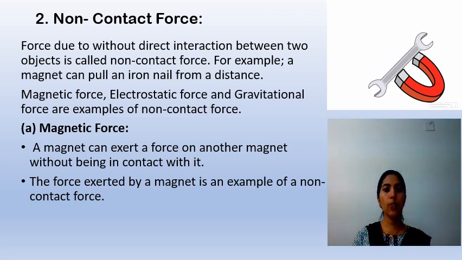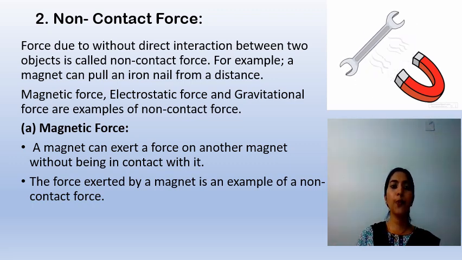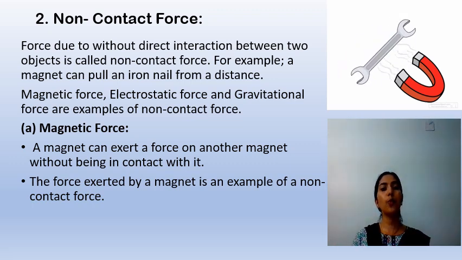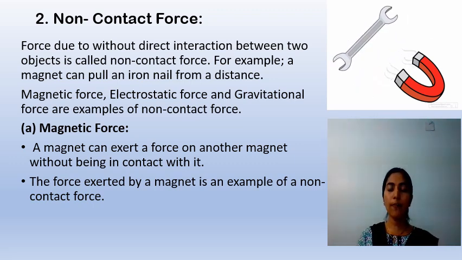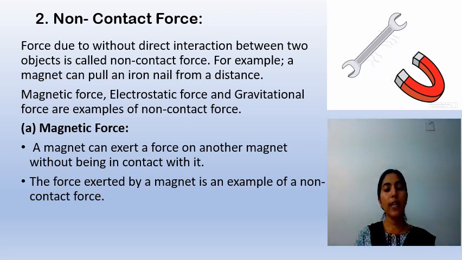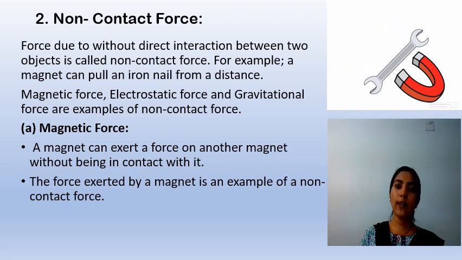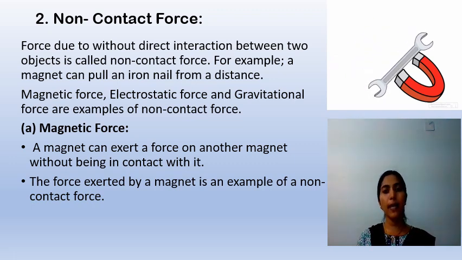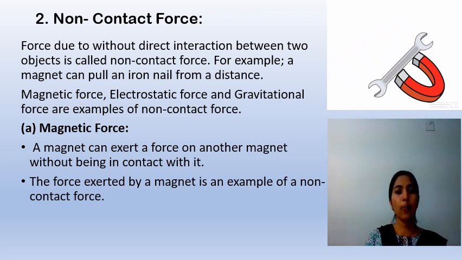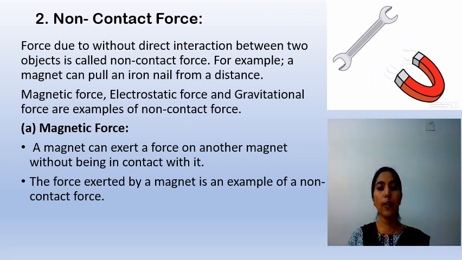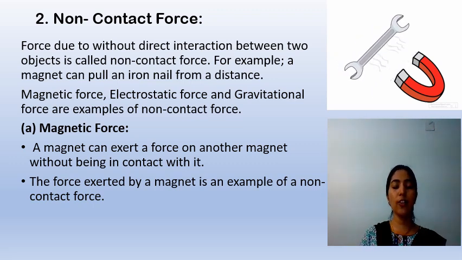Now let's learn what is non-contact force. Force without direct interaction between two objects is called non-contact force. We have already seen the example of the magnet and the spanner. We have seen that there is no direct contact between the spanner and magnet, even though the magnet was able to pull that spanner. Magnetic force is one kind of non-contact force. There are two more kinds, electrostatic force and gravitational force.